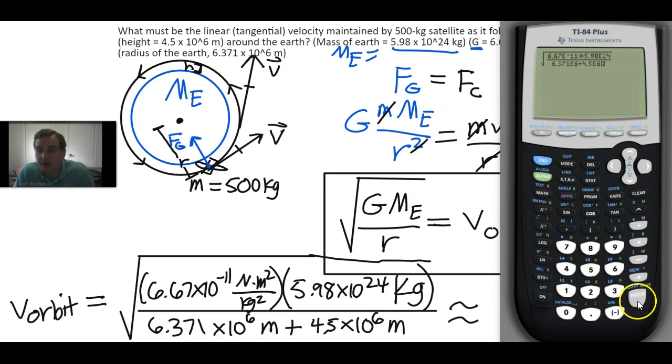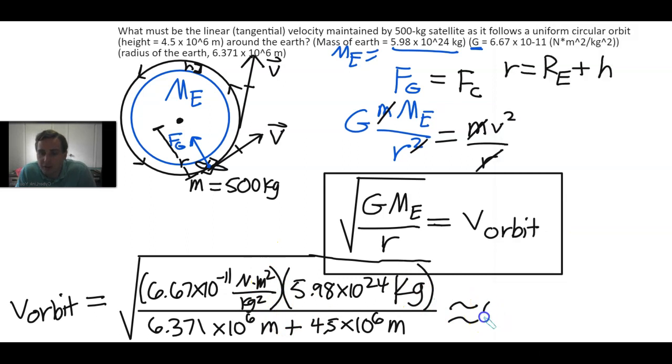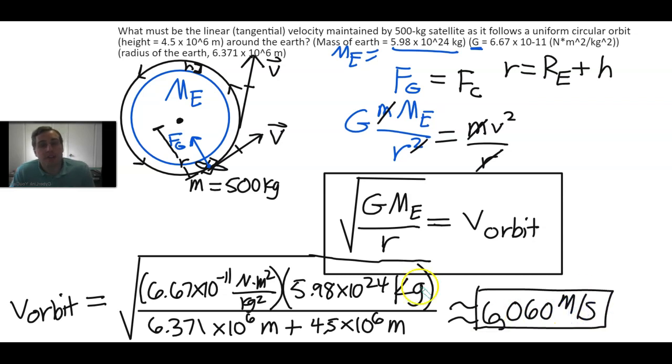Okay, so let's calculate this. Okay, so let's write this down. Looks like it's about 6,060 if we round it to 3 significant digits, or 6.06 times 10 to the 3rd. So 6,060 meters per second.